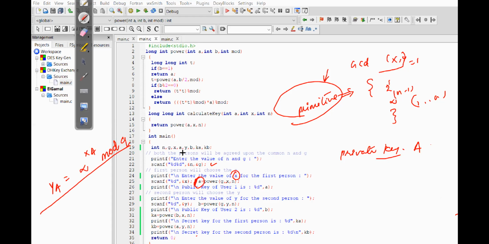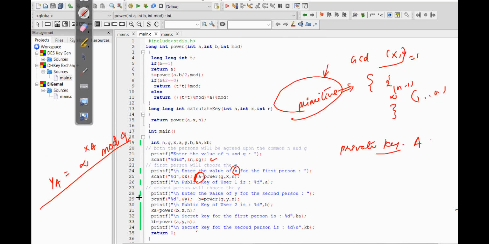Instead of alpha, here I am using the notation g, instead of x, x, and instead of q, here I am using the variable n in the program, right? These variables you can use as any variables irrespective of what I explained, right? But you need to use the correct formula, which is public key y of a is equal to alpha power x of a mod q. Alpha is the primitive root, x of a is the private key of a, and q is the prime number.